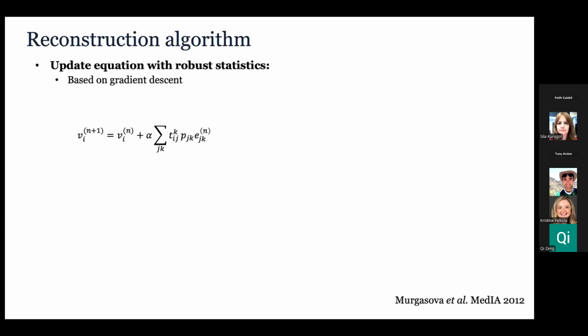So, and this is the update equation here. You see these are my voxels. This is the gradient descent step, or nowadays we call it the learning rate, right? But it's the same thing. And this is the point spread function, and this is the error between the simulated and acquired voxel intensities.